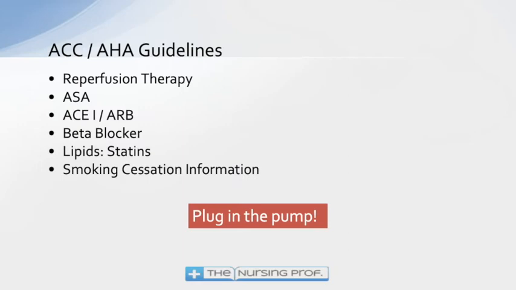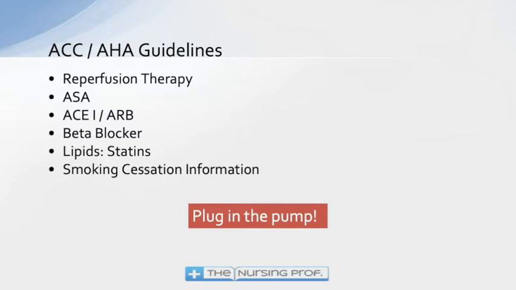So the American College of Cardiologists, American Heart Association guidelines is, first of all, reperfusion therapy. The one thing we want to do is reperfuse the heart, so that we're getting oxygen to that area so that we can try to limit the size, remember, of that dynamic circle. We want to limit the size of that dynamic circle so that we don't have as much dysfunction of the myocardium. Aspirin, ACE inhibitors, ARBs, which are angiotensin receptor blockers, beta blockers, statins.